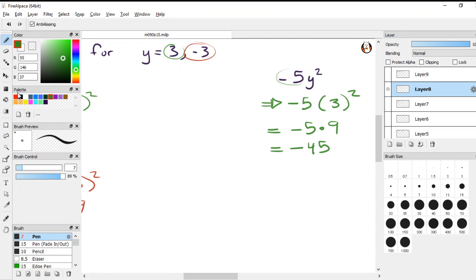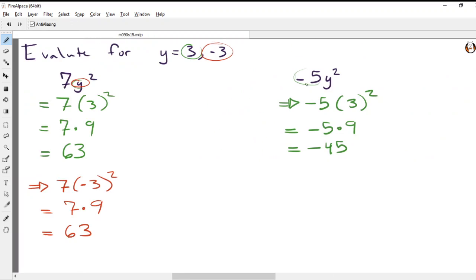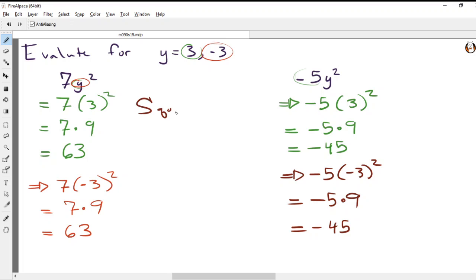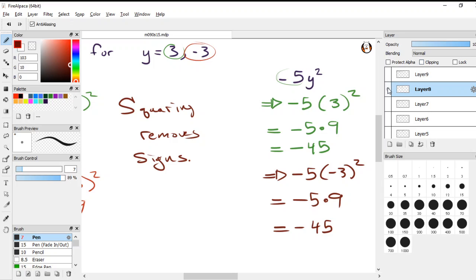Well, what if I'm squaring that negative again? Well, then we're going to take a -5 and we're going to multiply it by the square of -3, which is a -5 times, once again, it's 9, the same value, -45. Squaring removes signs. Okay, what's next in our exercises?